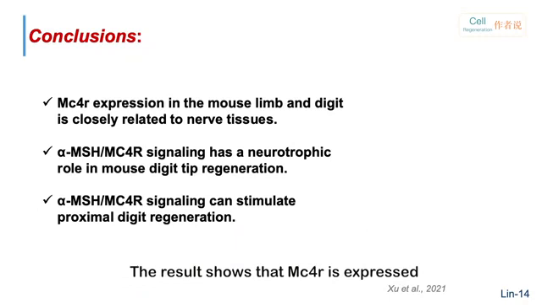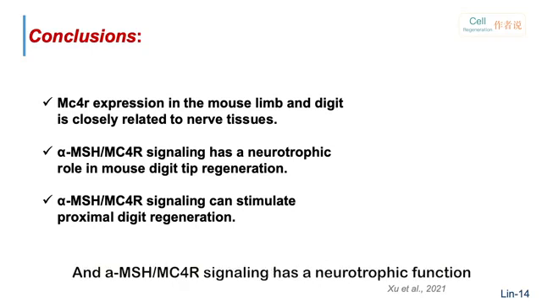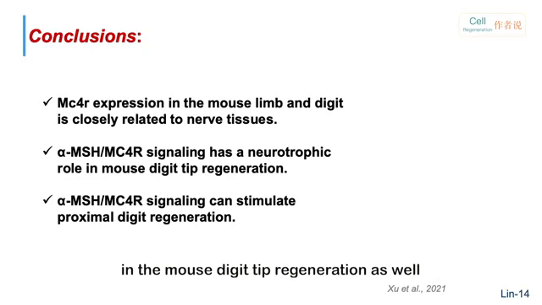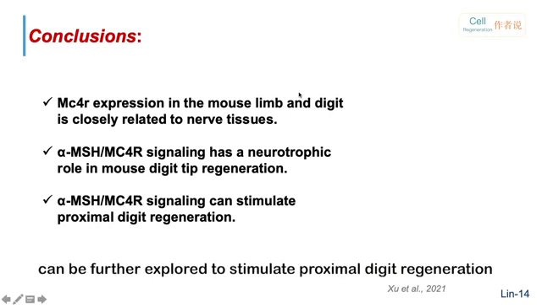The result shows that MC4R is expressed in the mouse limb, and MC4R expression is closely related to the nerve tissues, and α-MSH MC4R signaling has a neurotrophic function in mouse digital tip regeneration as well. This suggests that α-MSH MC4R signaling can be further explored to stimulate proximal digital regeneration.